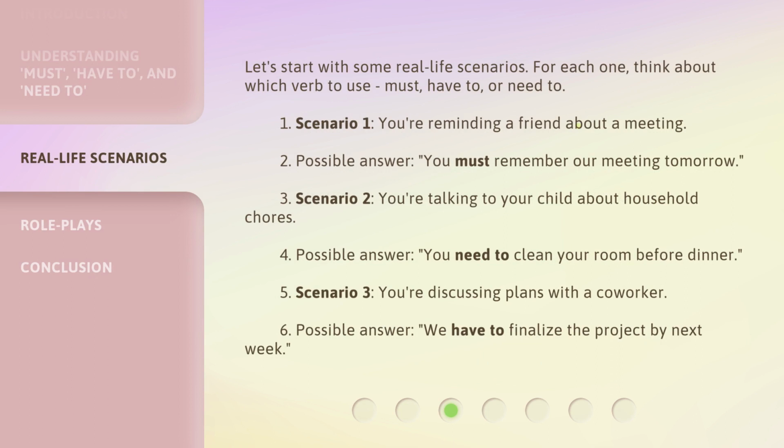Let's start with some real-life scenarios. For each one, think about which verb to use: must, have to, or need to. Scenario 1. You're reminding a friend about a meeting. Possible answer: you must remember our meeting tomorrow. Scenario 2. You're talking to your child about household chores. Possible answer: you need to clean your room before dinner.